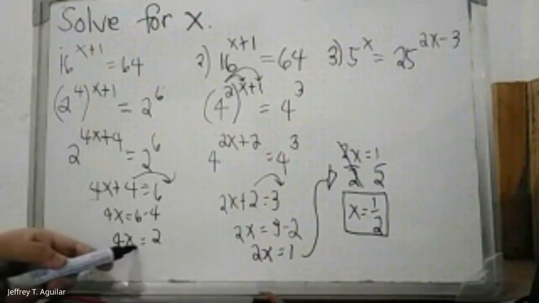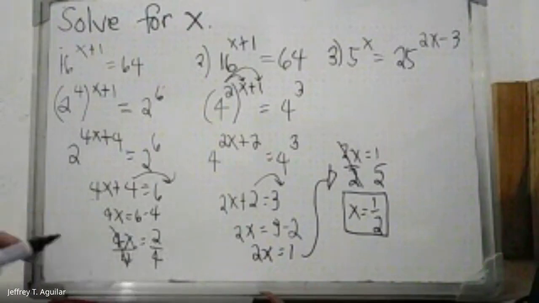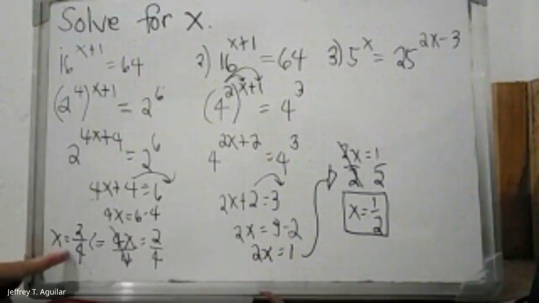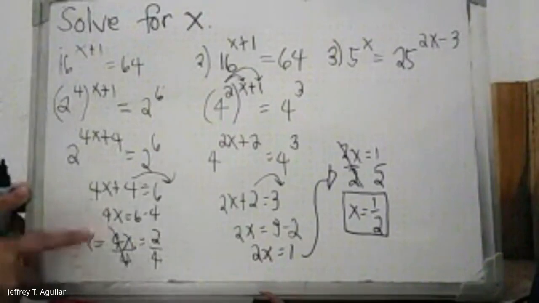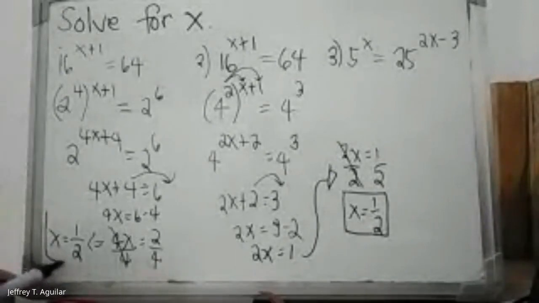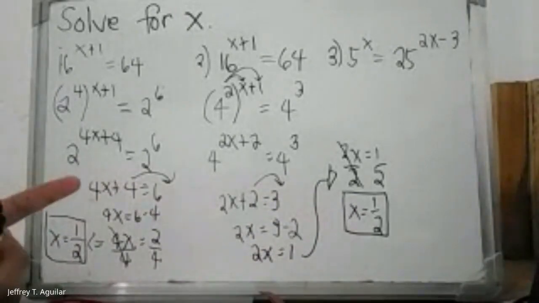So in finding our x, we have to divide both sides by 4. Cancel that. So what's left? x equals 2 over 4. But what is 2 over 4 divisible by 2? So this is just equal to 1 half. In short, this will become 1 half. Are we having the same result? Yes. So you can actually do that.